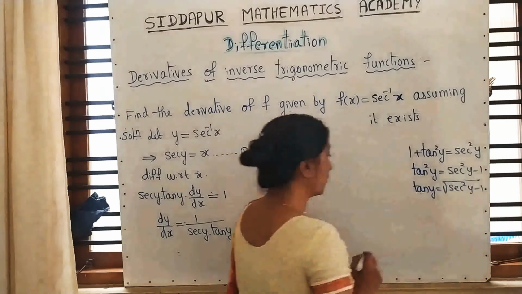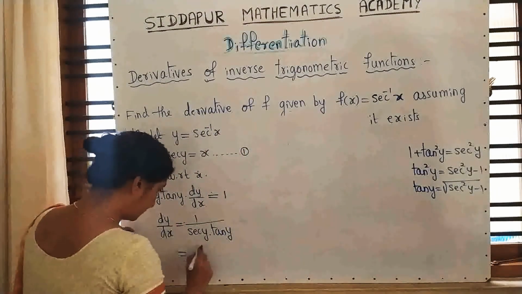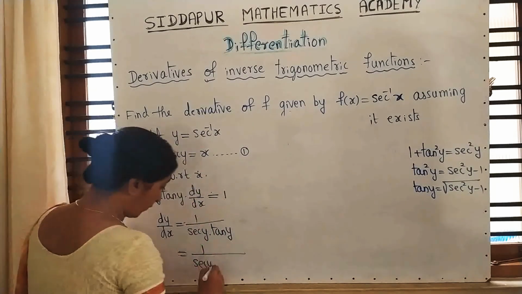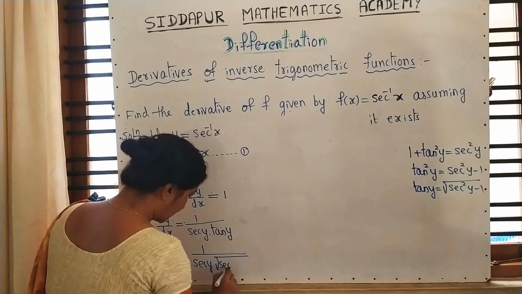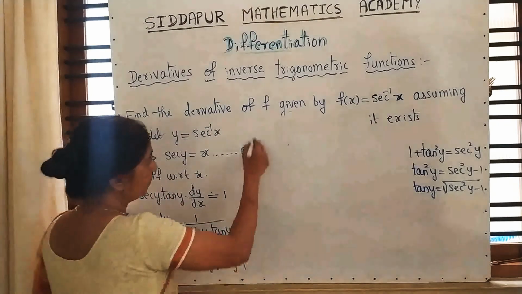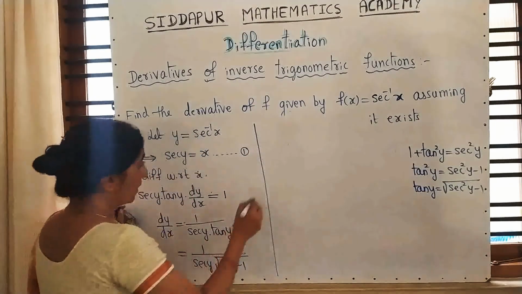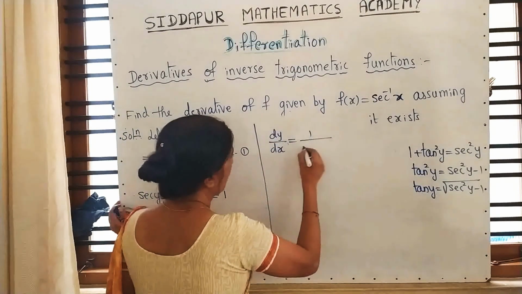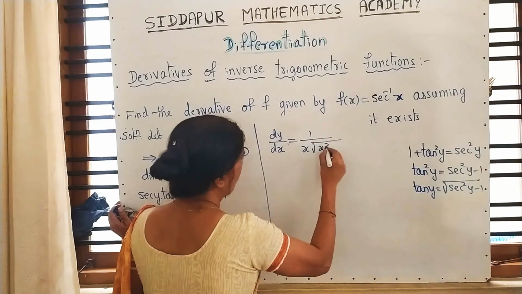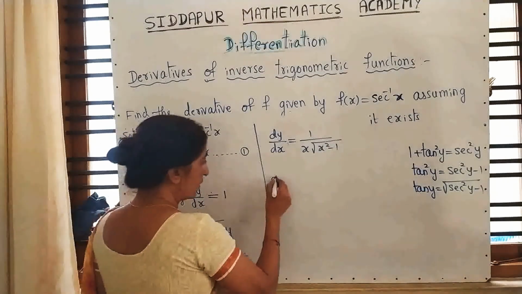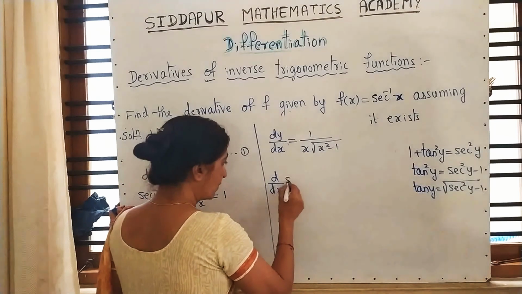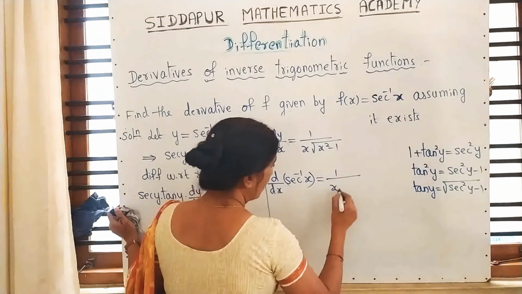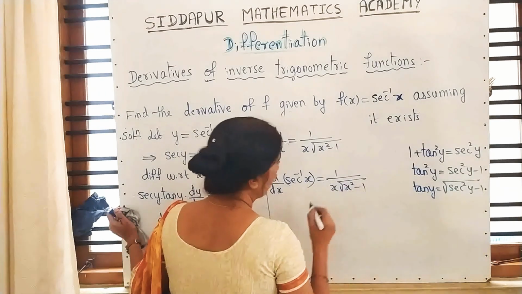What is the conversion of tan in terms of sec? This sec we kept as it is. Why? Because we are familiar with sec value. And tan y is this. Now sec y is nothing but x. dy upon dx is equal to 1 upon x into root of x square minus 1. This is the result of what? This is the result of sec inverse x: 1 upon x into root of x square minus 1.